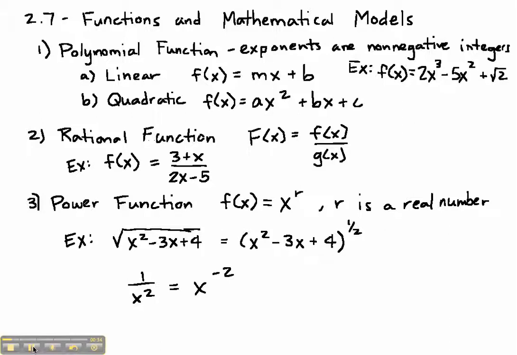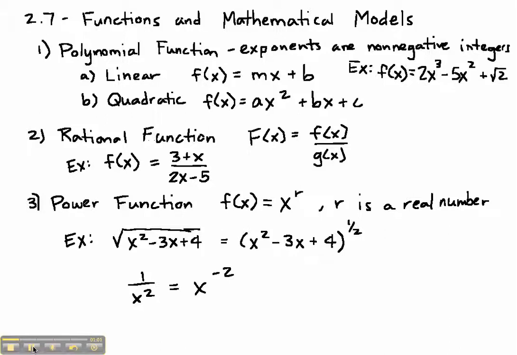Some types of functions that fall into this category are linear functions, which we've already seen. It's of the form f of x equals mx plus b, where m is the slope, b is the y-intercept. And we've also seen quadratic functions. They're of the form f of x equals ax squared plus bx plus c. And you can notice that all the exponents are non-negative integers.